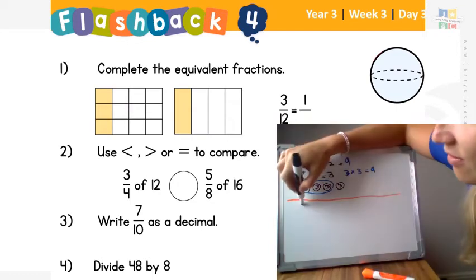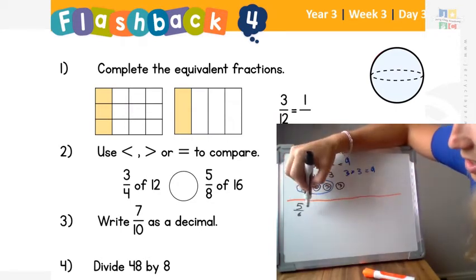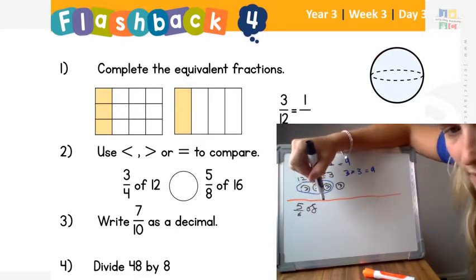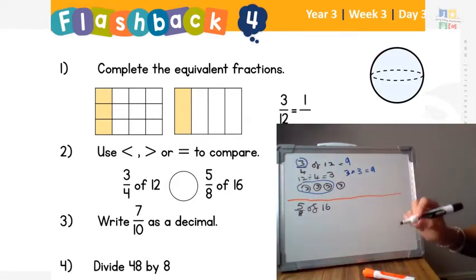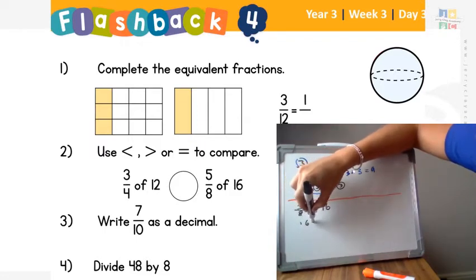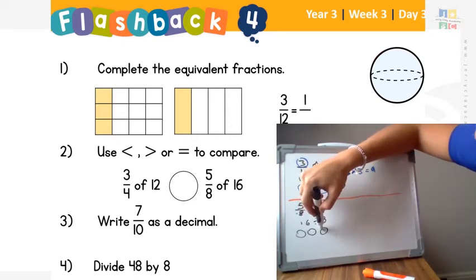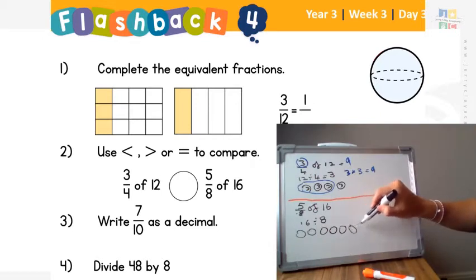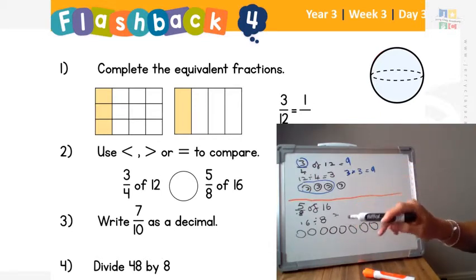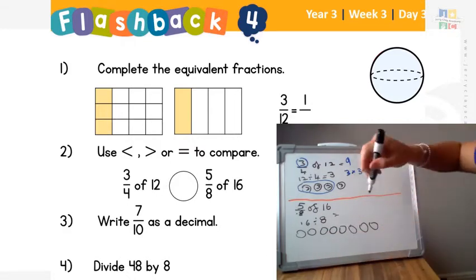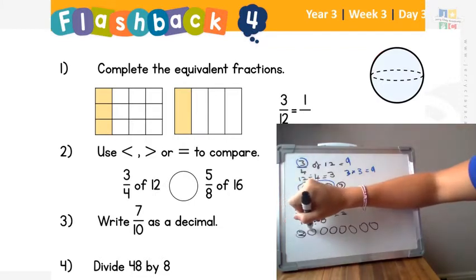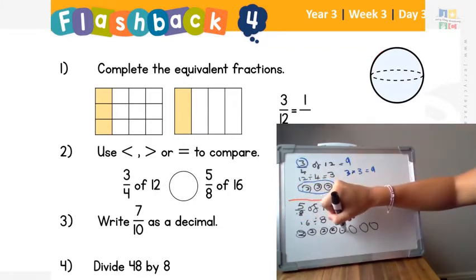So now I should be finding 5/8 of 16. Okay, so again, I'm going to be doing 16 because that's my total number, and I'm going to divide it by 8 because that is my number of parts. So I could have done 8 circles, 1, 2, 3, 4, 5, 6, 7, 8, and then I could have shared out my 16, so I could have dotted 16 times, or I could do 16 divided by 8. So if I count with my 8, 8, 16, I know that each part is going to be worth 2, so I can write 2 in each part.